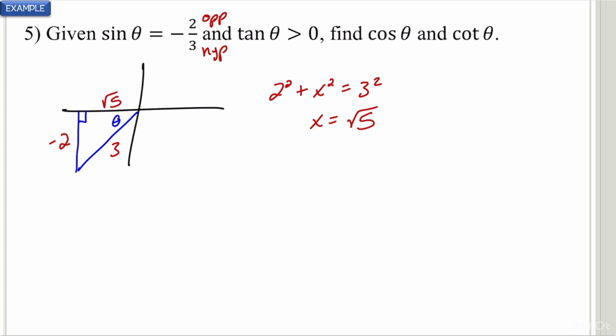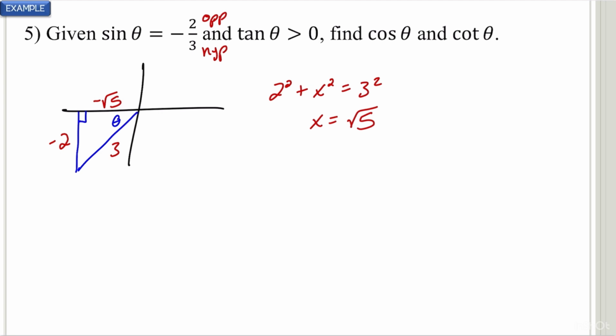Now, here's what's tricky. It's actually negative square root of 5 because we are going left. That's very common for students to miss. They just put the square root of 5 and go on about their business and find the answers, and then they get points off because they forgot that it's negative because you're in quadrant 3.